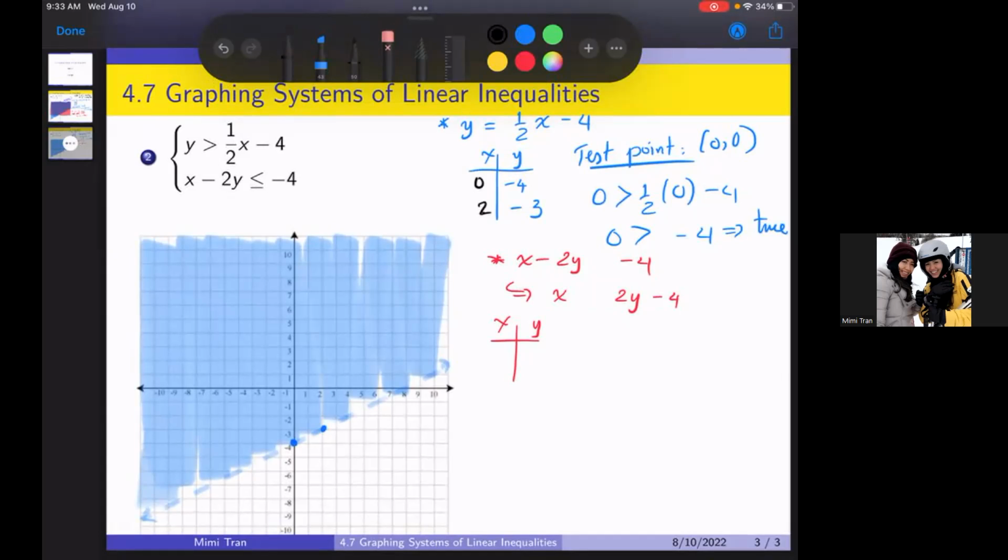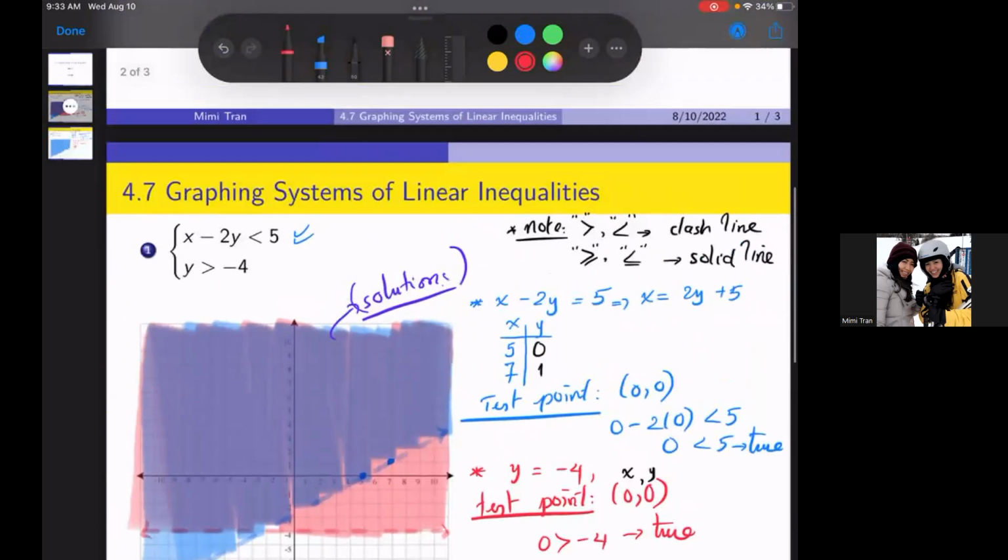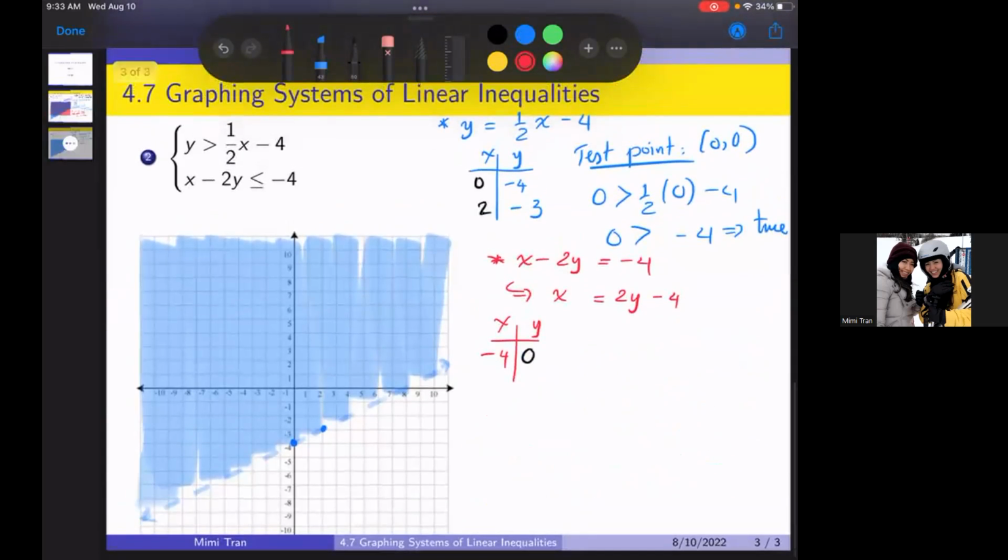Let me make it equal sign like I told you I do. So when I pick y equals 0, x is -4. When y equal 1, x is -2. Okay, -4, 0 right here, and then -2, 1 right here. Dash line or solid line? Solid, thank you.